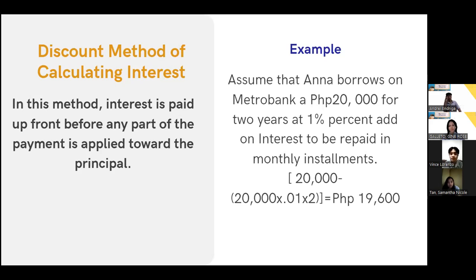Yung 20,000 pesos na hihiramin niya sa Metrobank, iti-times mo siya ng 0.01 or 1%. And then, times 2, open parenthesis, is equals to 19,600. Yung discount method of calculating interest niya. So, yan, that's all.